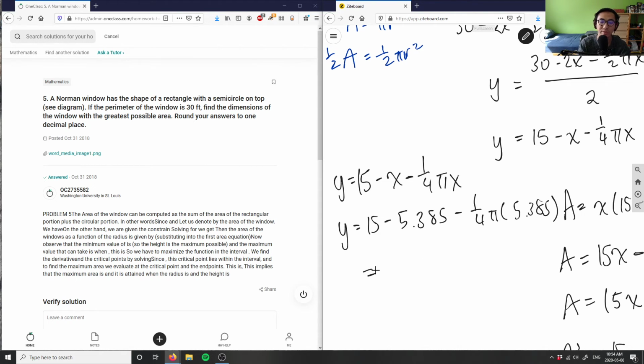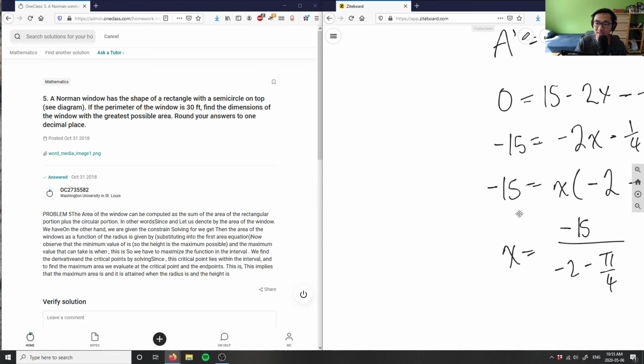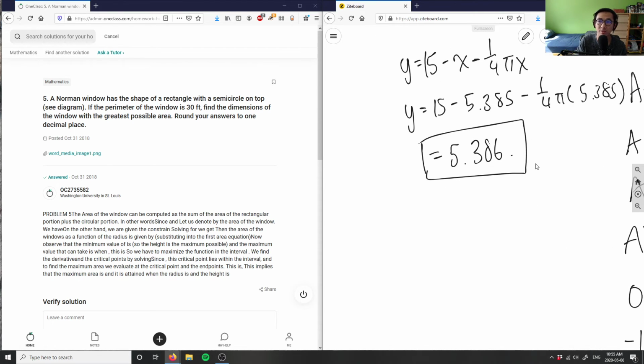You can simply throw this all into your calculator: 15 minus 5.385 minus 1/4 times pi times 5.385. This would equal 5.386, technically. So y would equal this number. And this number makes sense, right? Both of my dimensions, x is 5.4 and my y is also 5.4.